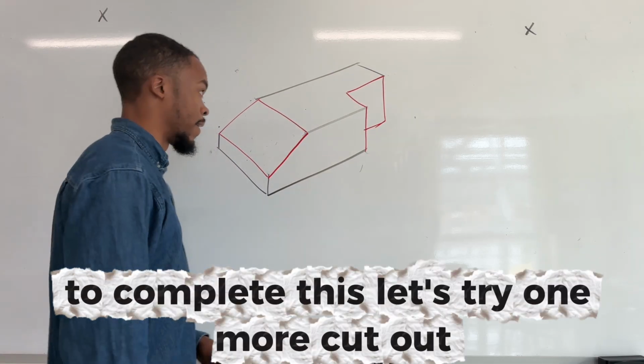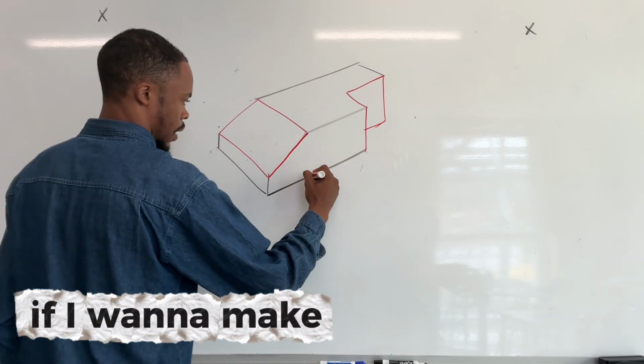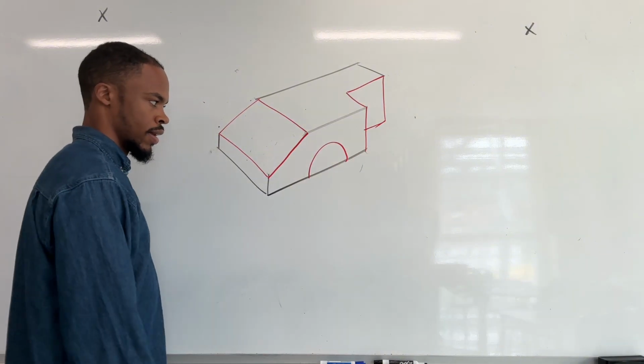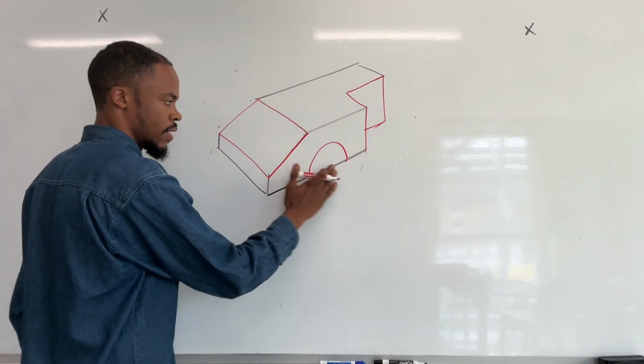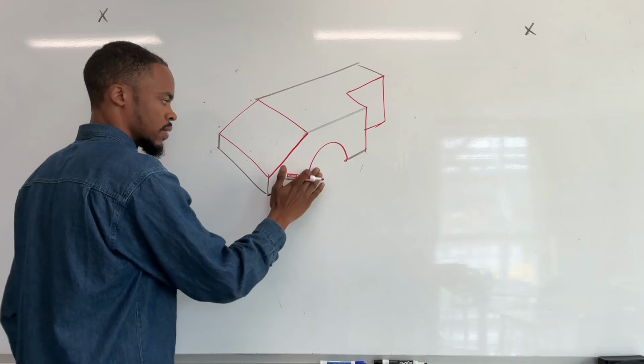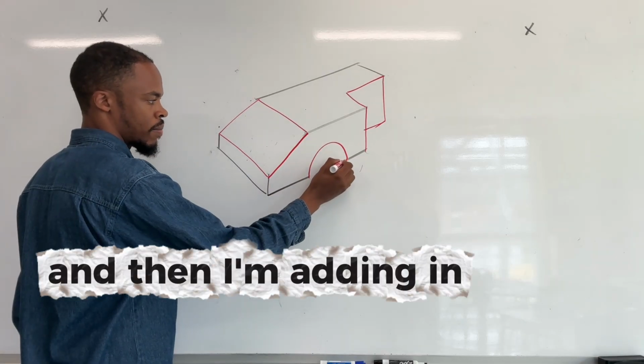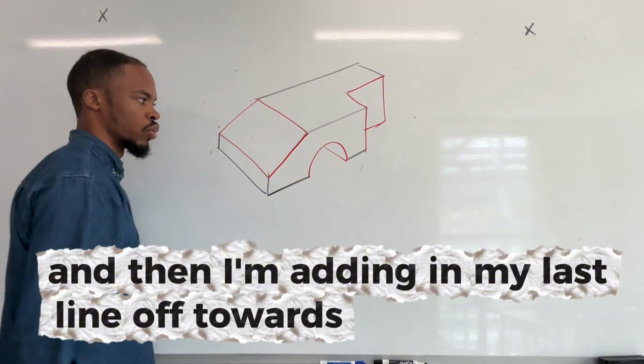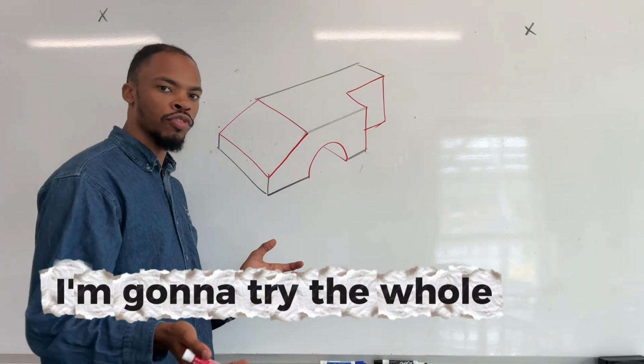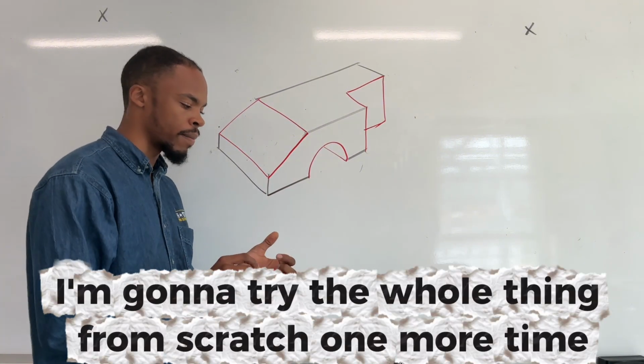Let's try one more cutout. If I want to make an arch right here, I've made my cutout line. I erase anything inside of that cutout line, and then I'm adding in my last line off towards the vanishing point. I'm going to try the whole thing from scratch one more time.